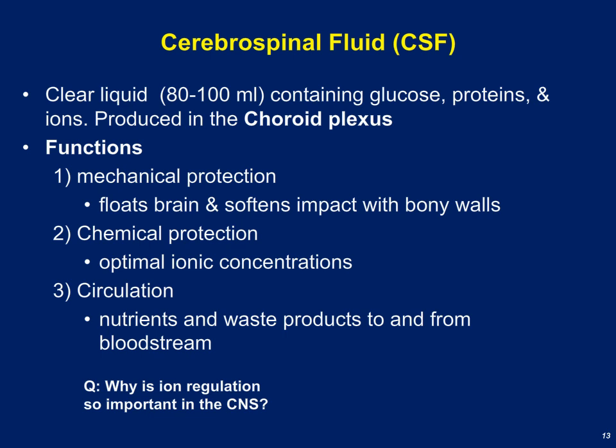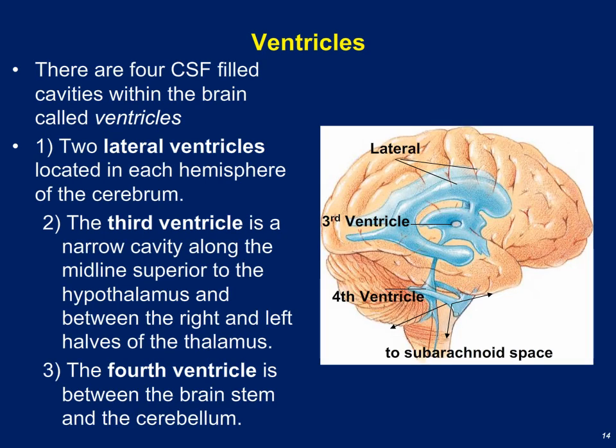bloodstream. Within that subarachnoid space, not only do we have the cerebrospinal fluid, which by the way is created from blood, but we also have the major blood vessels that feed the brain with oxygen and nutrients. So not only do we find the cerebrospinal fluid within the subarachnoid space, but we also find it within the hollow cavities of the brain, which are called the ventricles.